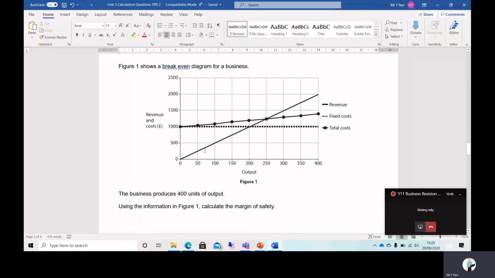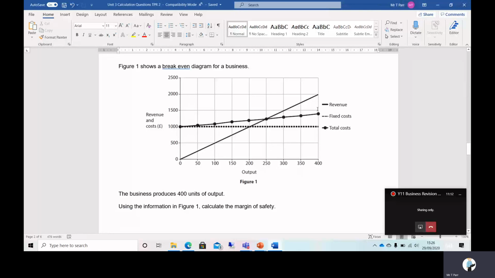So this is quite an easy question, but it does require you to read it carefully because it's easy to miss some key information. So figure 1 shows a break-even diagram for a business. What we've got there is our revenue, a nice straight line, thick black line. We have our dotted line here, which is fixed costs. And then we have this line with little circles on, and that's our total costs.